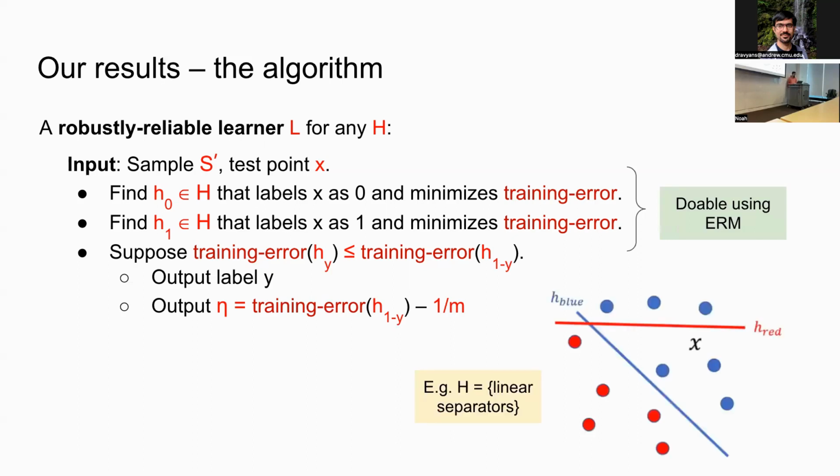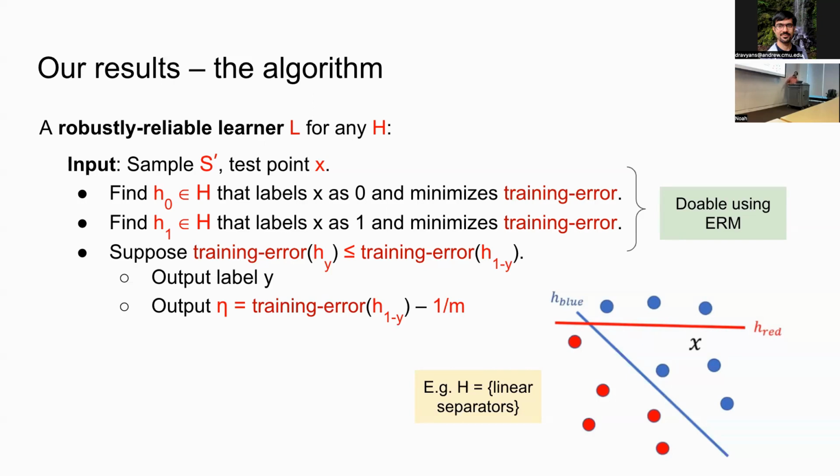To give you an example with linear separators, suppose X is the point where we're trying to predict, and I want to consider a red classifier. Suppose I try to classify X as red, then H red, let's say, is the best classifier which predicts X as red and minimizes the error on the training data set.